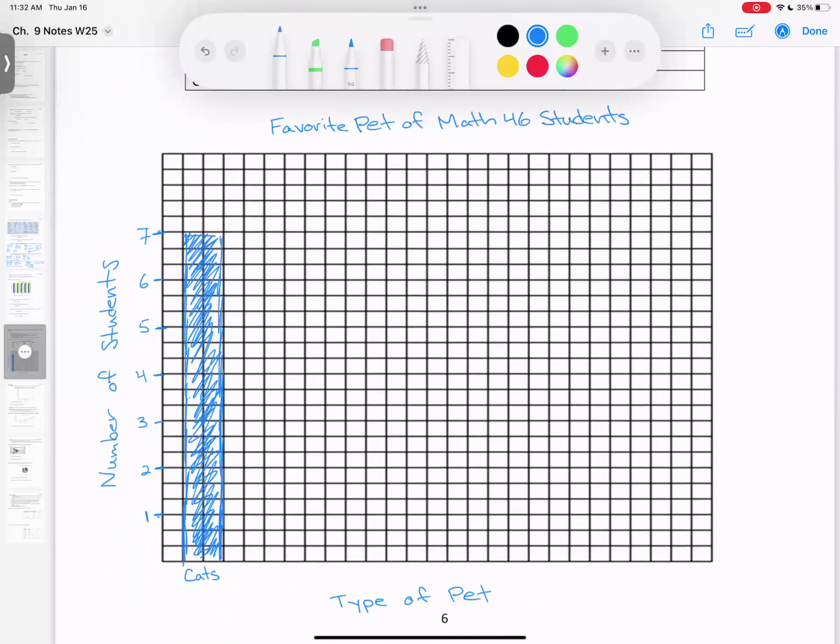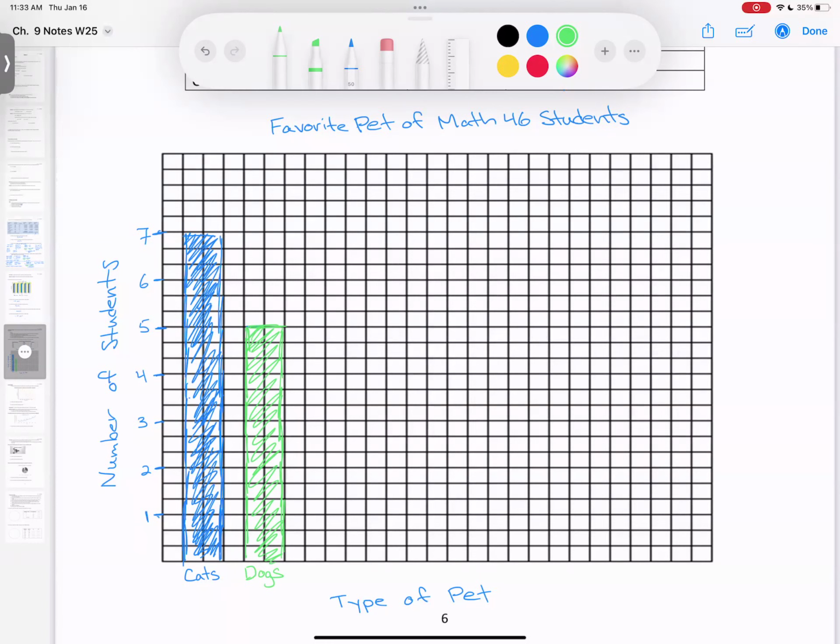Our bars should be separate from each other. And just to mix it up, I'm going to make this one green, give our graph some color. Okay, and you're going to just continue on doing all of the categories in the same way. So I recommend pausing the video and then you can skip to the end and make sure your graph looks like mine.